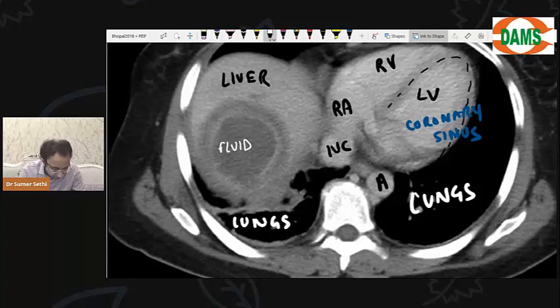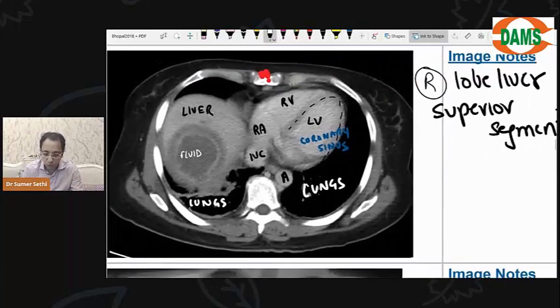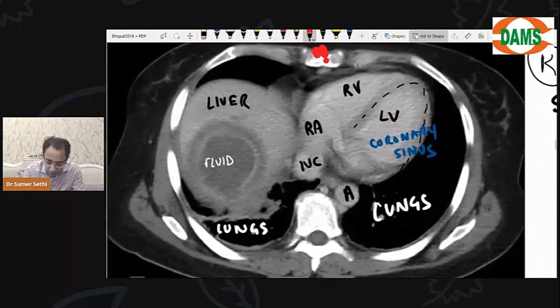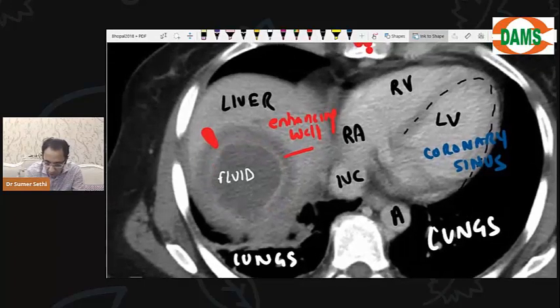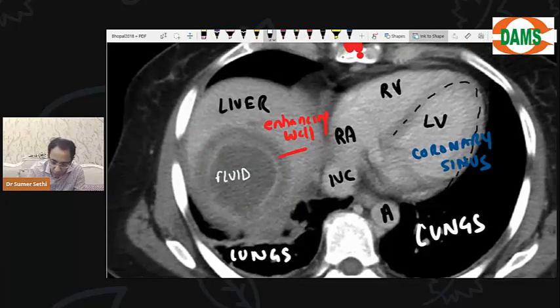Now tell me, is this a fluid containing hydatid cyst? क्या ये hydatid cyst है? The answer is no. Why not? I'll tell you why. Can you see surrounding this fluid, there is an enhancing wall. There is a wall which is taking up the dye. This must be a rim of inflammation, a rim of inflammation taking up the dye. And if you notice, surrounding that wall, you have a rim of edema.